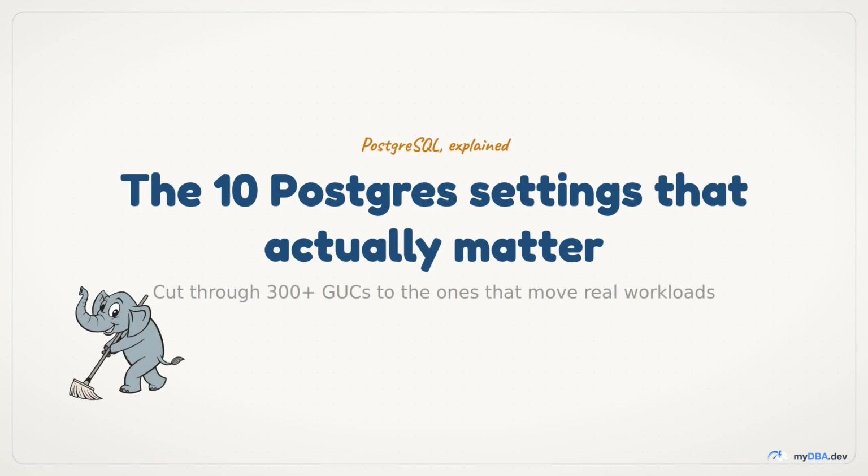Postgres has over 300 configuration parameters. Most of them, you'll never touch them. There are about 10 settings that account for 90% of the performance wins I see in production. So we're going to skip the noise and focus on those 10.